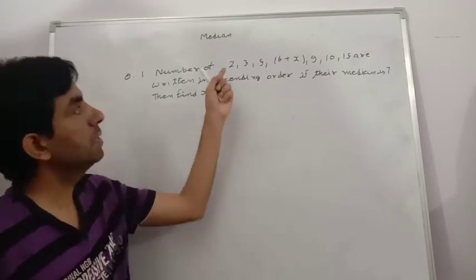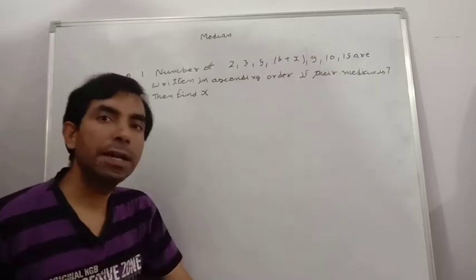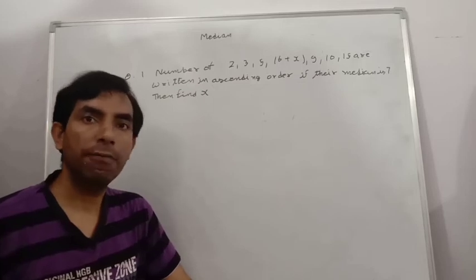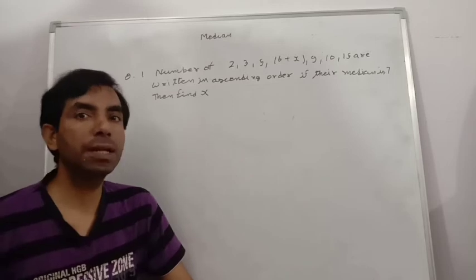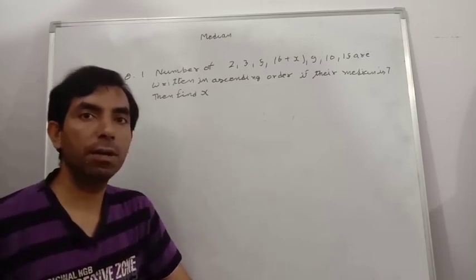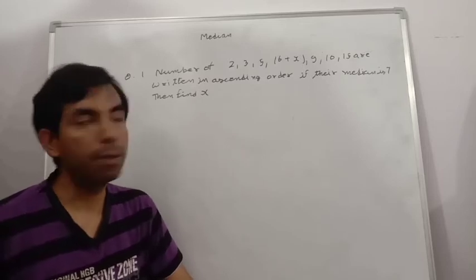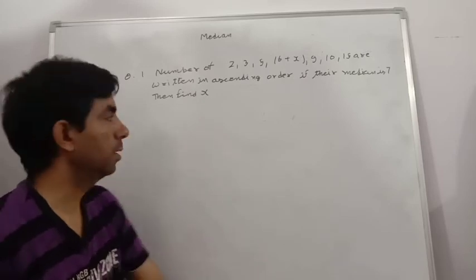Here the number of data is 1, 2, 3, 4, 5, 6, 7. Any time the data have an alphabet or unknown value, in median always write the data in ascending order, because without ascending order we cannot solve any median. But here the median is given, so we use the median formula.